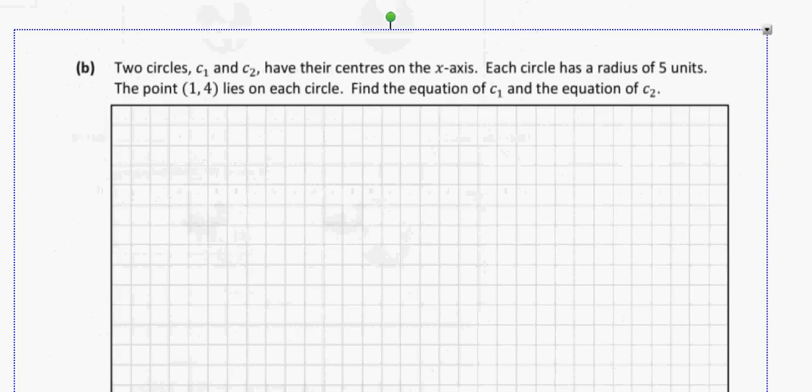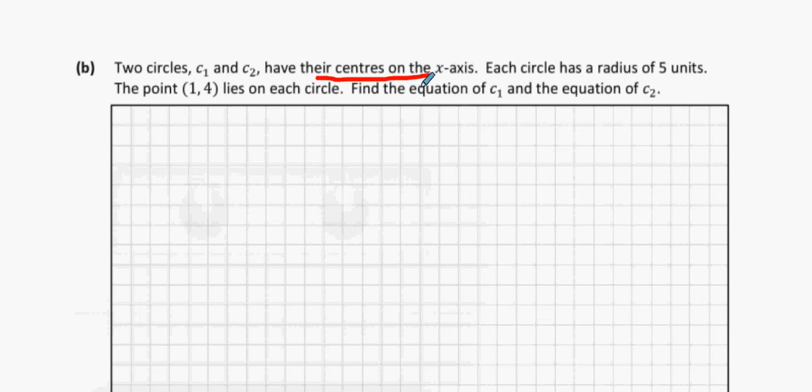Now part B. Two circles C1 and C2 have centers on the x-axis. So their centers are on the x-axis. Each circle has a radius of 5 units. The point (1,4) lies on each circle. Find the equations of C1 and C2. Okay, that's interesting. Go and draw a diagram. Try and think about this.